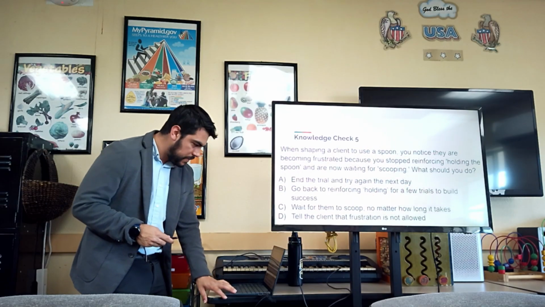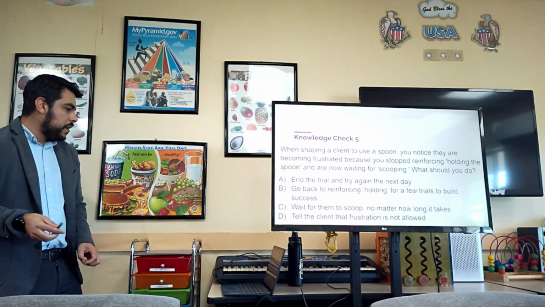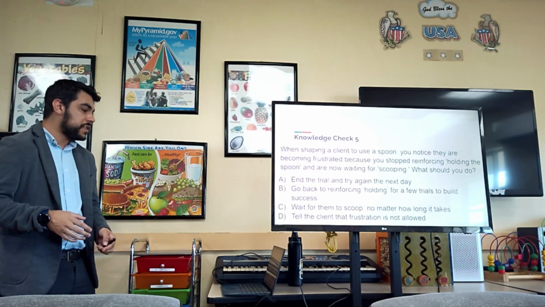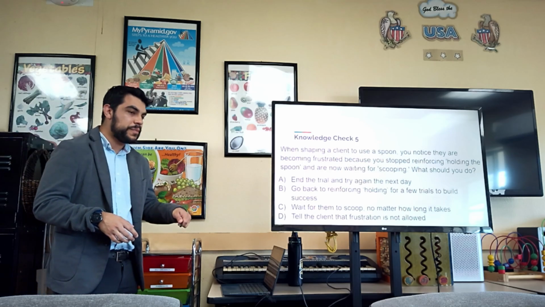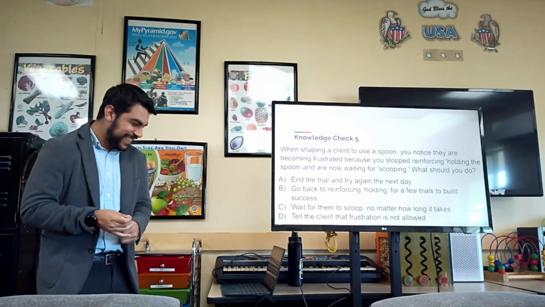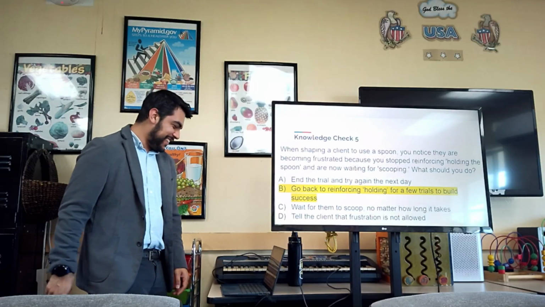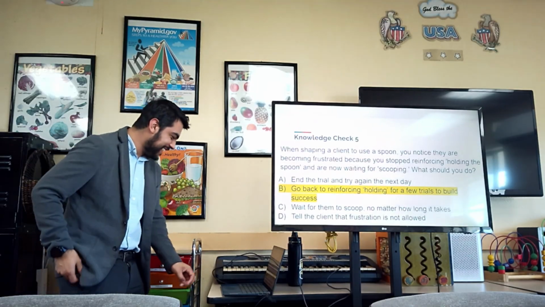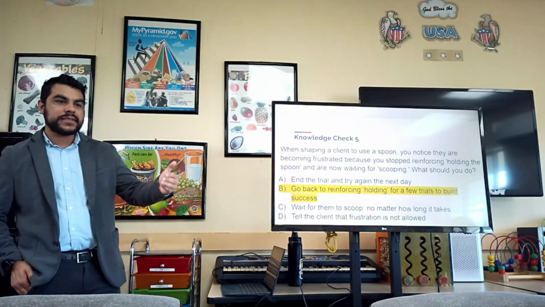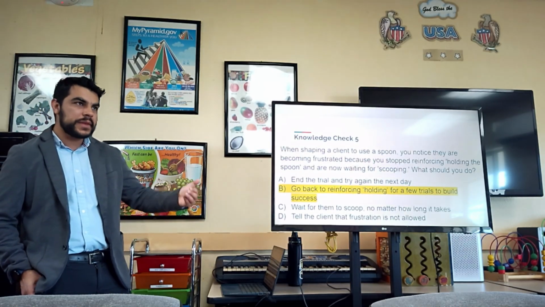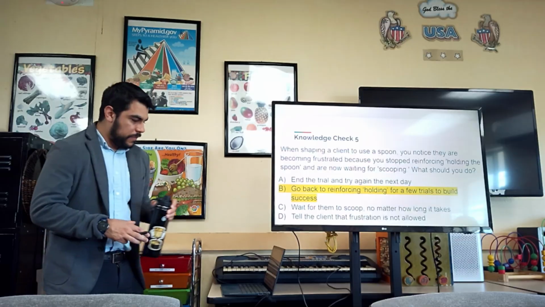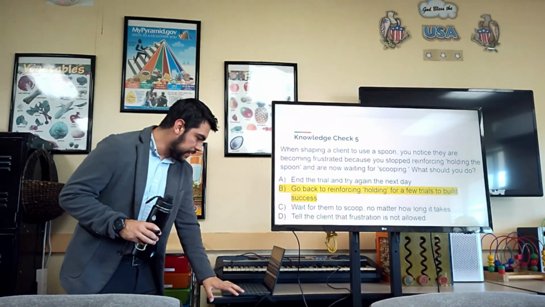And I believe this is going to be the last one for shaping. When shaping a client to use a spoon, you notice that they are becoming frustrated because when you stop reinforcing holding the spoon, they are now waiting for scooping. What should you do in this scenario? B. Yes, it is B. Go back again, meet them where they're at, and start reinforcing, just build up that momentum, increase the motivation to get the proper response before increasing the criteria.